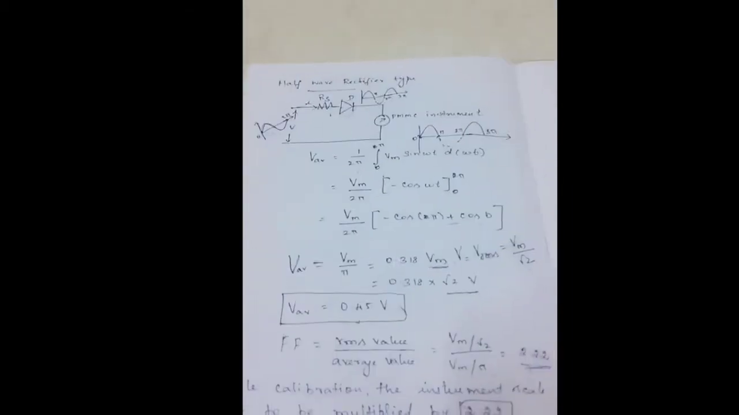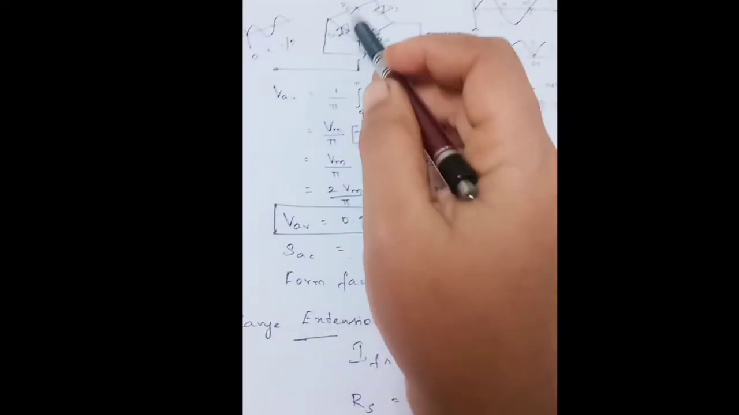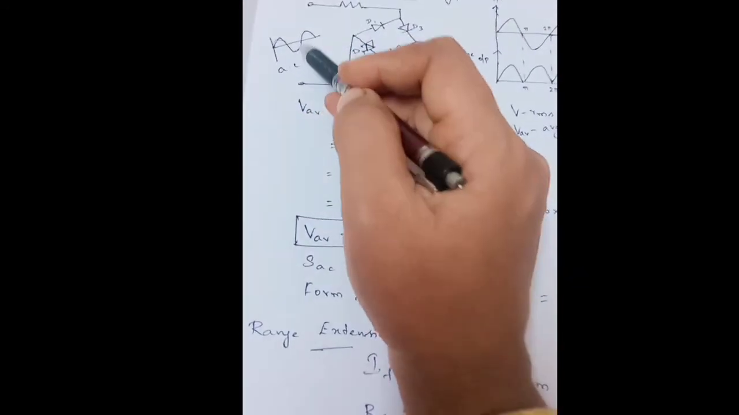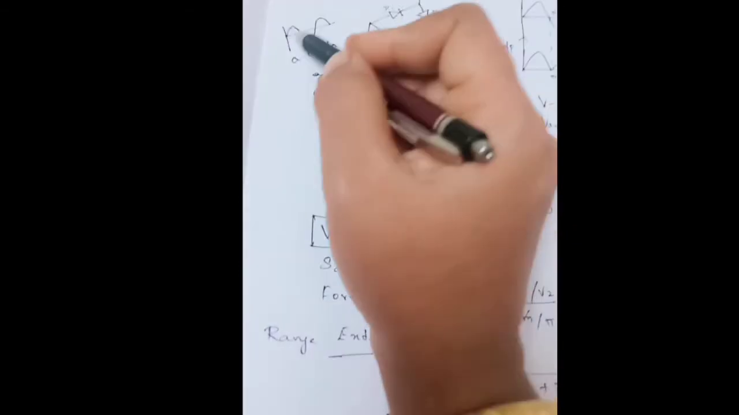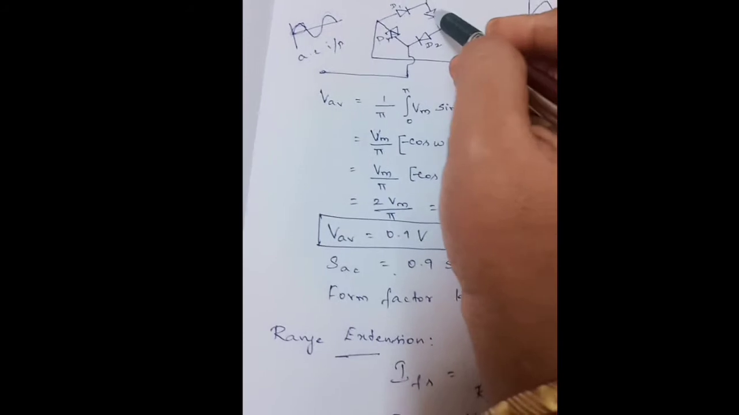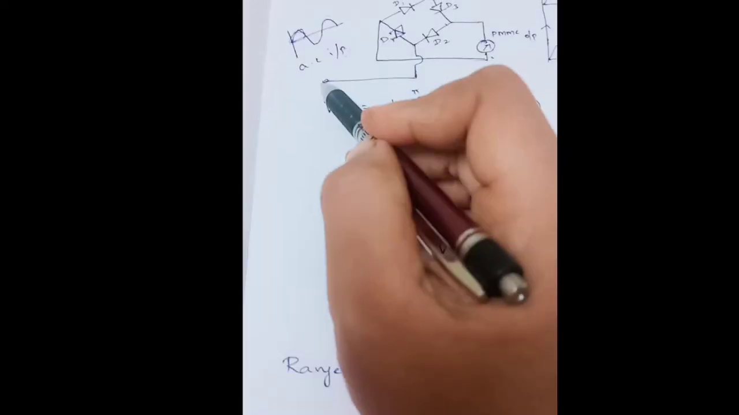So this is about the half wave rectifier, and we shall see the full wave rectifier circuit. In the case of full wave rectifier, we make use of a bridge circuit, which has 4 diodes. Here also we are going to apply AC input. During the positive half cycle, the current enters through D3, goes to the PMMC instrument, and then goes to D4, and then goes back over here.